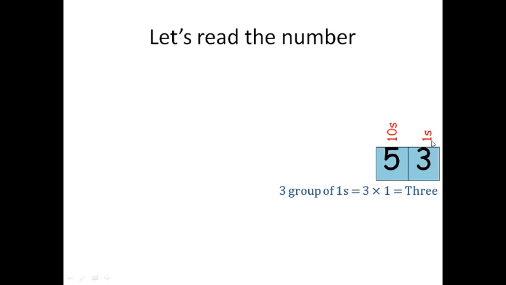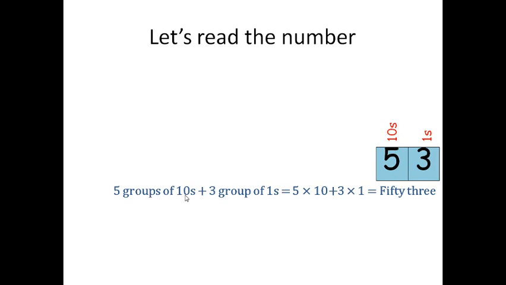And 3 groups of 1 means 3. Then 50 plus 3 is equal to 53. Yes, 5 groups of 10s plus 3 groups of 1s. 5 into 10 plus 3 into 1 is equal to 53. Okay, let's take another digit.